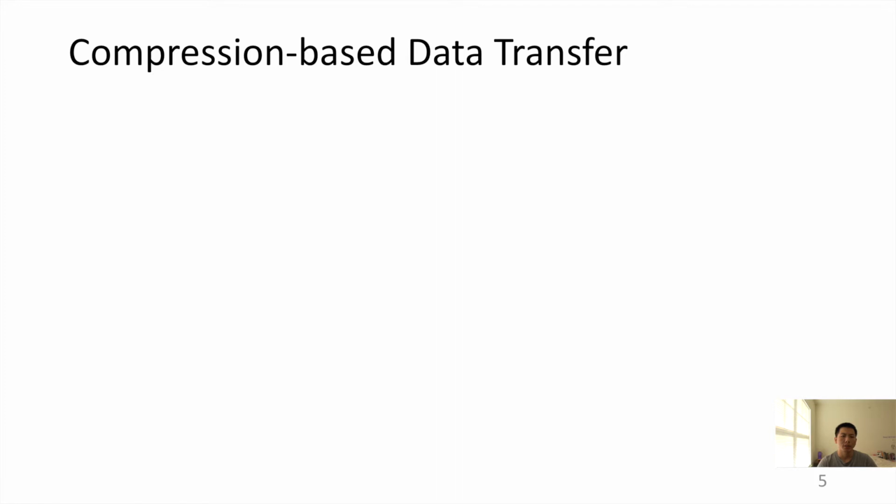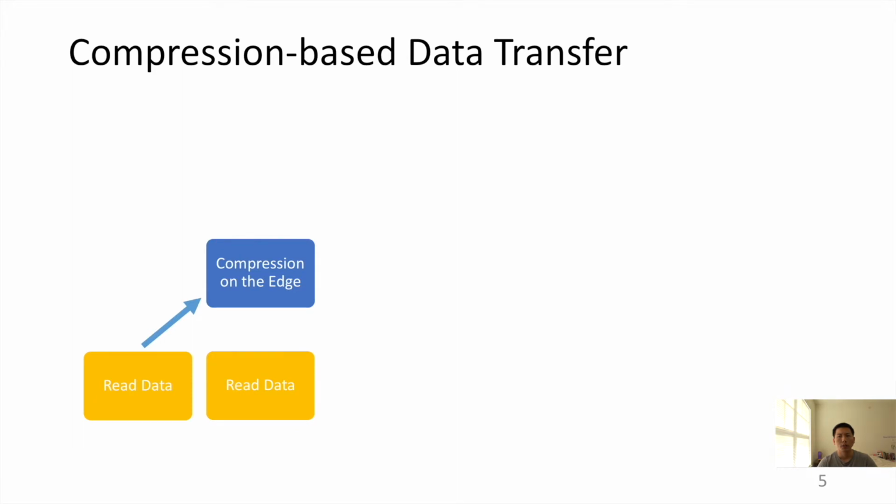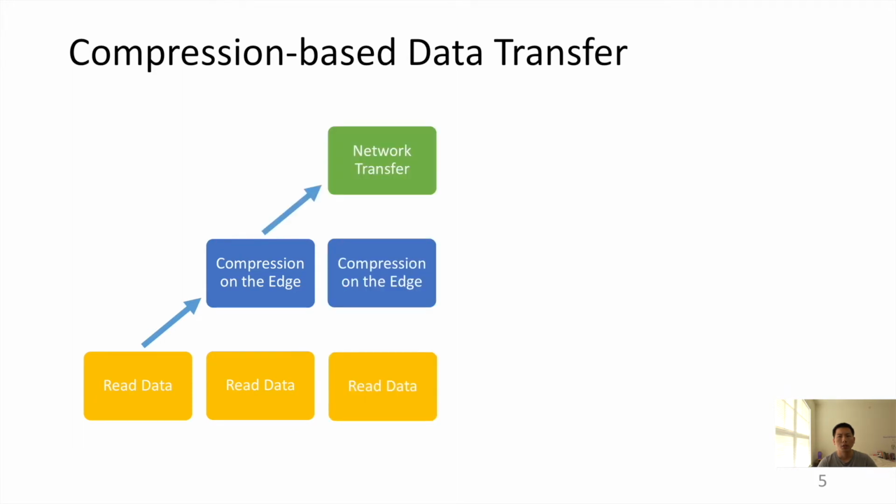Compression-based data transfer consists of 3 steps, and they can be pipelined. First, data need to be read from disk into memory. Second, data are compressed in memory. Finally, compressed data are transferred from edge to the cloud through the wide area network.